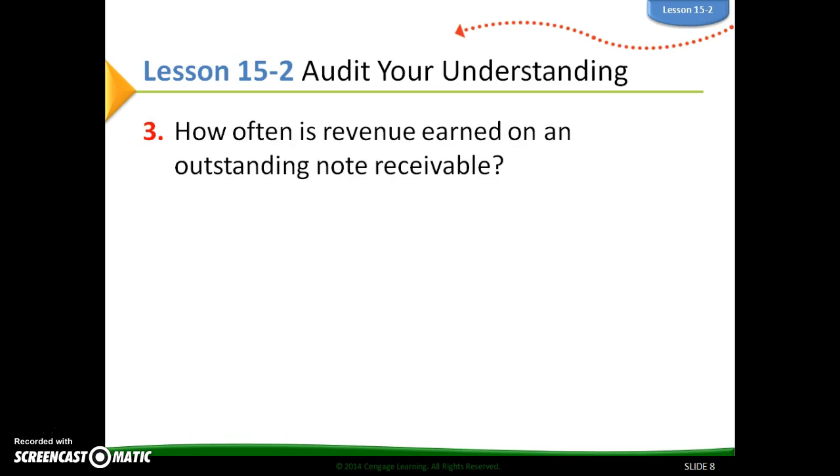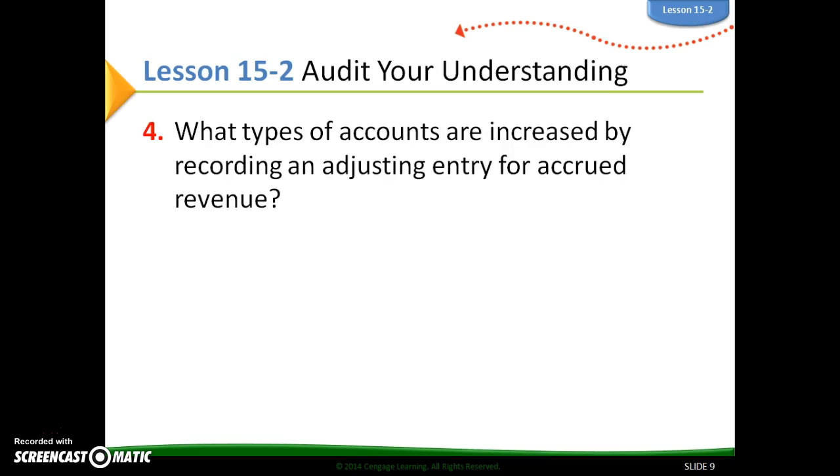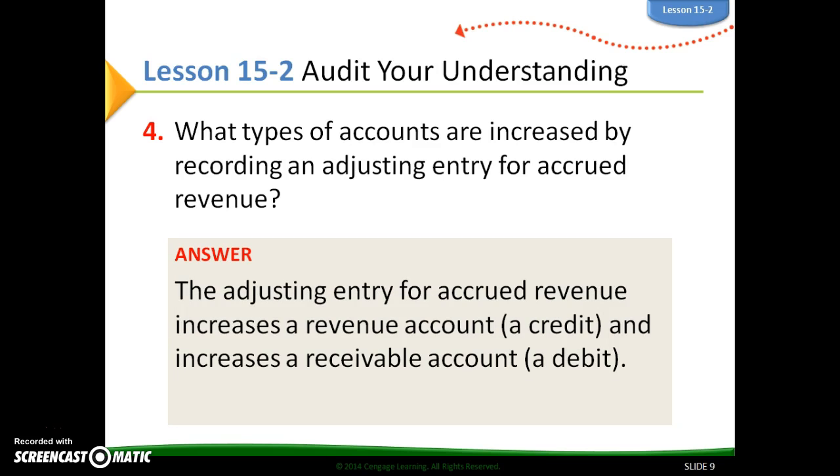How often is revenue earned on an outstanding note receivable? Good question. How often do we actually get to earn that income? Daily, my friends, daily. What types of accounts are increased by recording an adjusting entry for accrued revenue? The adjusting entry for accrued revenue increases a revenue account and it increases a receivable account. So you just want to make sure that they're both increasing and one's a debit and one's a credit.